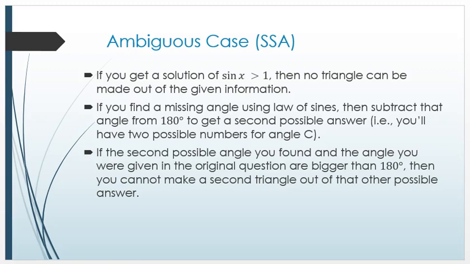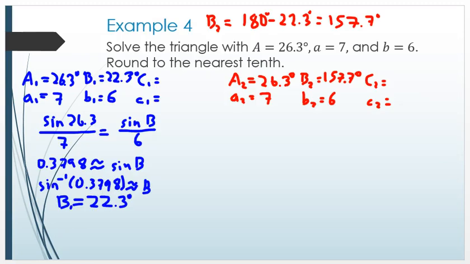So now I want to point out our instructions again. We just found a missing angle using the law of sines, so I need to pay attention to the second bullet. What we have to do next is subtract that angle we found from 180 degrees to get a second possible angle for angle B. So the angle we found was 22.3. That means I need to do 180 minus 22.3, and that gave me 157.7.